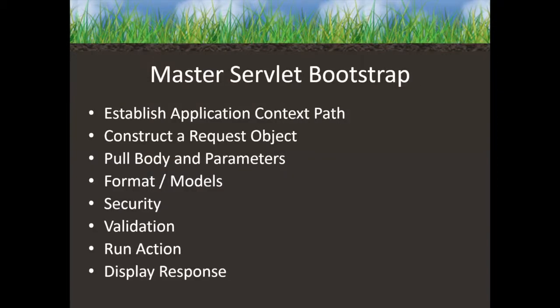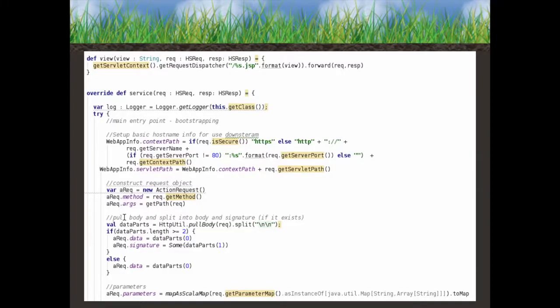So the master servlet is what bootstraps all of this together. It creates our application construct. It creates our request objects. Pulls the body, pulls the parameters, checks our formats, loads them into data models if it needs to, checks the security if there is any, does our validation, finally runs the action, and then displays a response. So for people who've used frameworks, if you haven't had to call a JSP page directly, this is how it's done in that framework behind the scenes. Get servlet context, get request dispatcher, and then the actual JSP page, which I do in here. So most frameworks we use have some type of servlet like this that pulls everything together and that bootstraps everything.